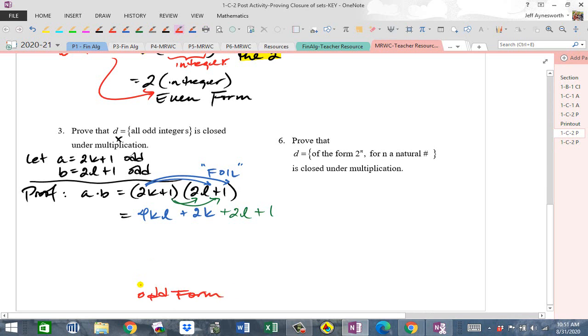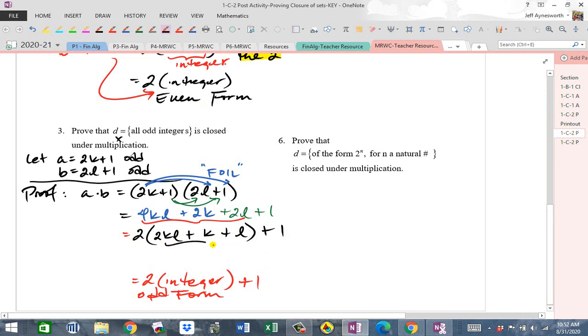Okay, let me bring this back up and go backwards here. Odd form is 2 times some integer plus 1. So I'm going to distribute a 2 out of the first 3 terms. 2 times 2kl gives you 4kl, 2 times k gives you 2k, so plus k, and 2 times l would obviously be 2l, and then there's that plus 1.